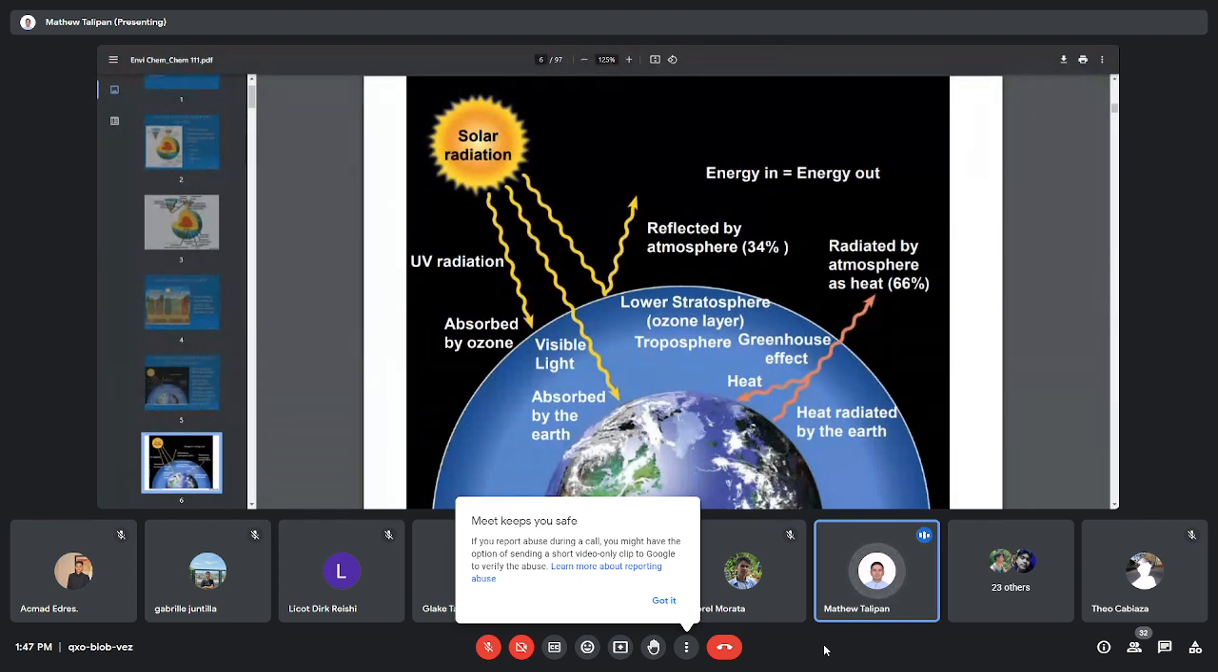So apart from this, because of the unique mix of gases present in our troposphere, we have what we call greenhouse gases in the form of methane. We have carbon dioxide. There is water vapor.